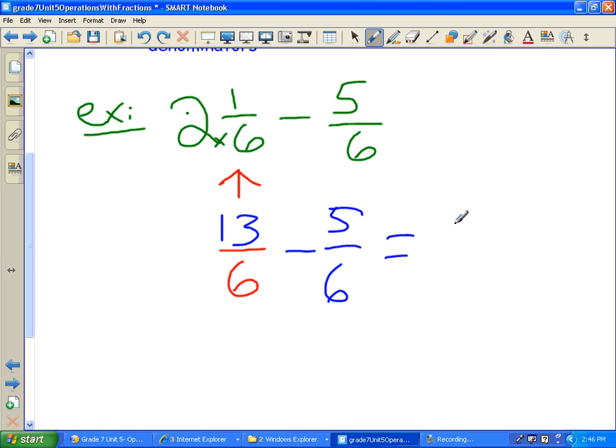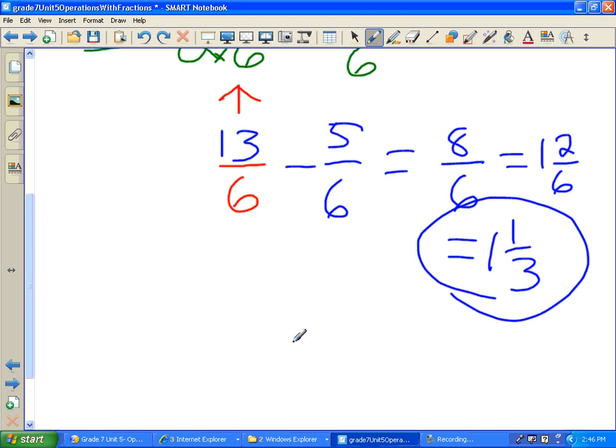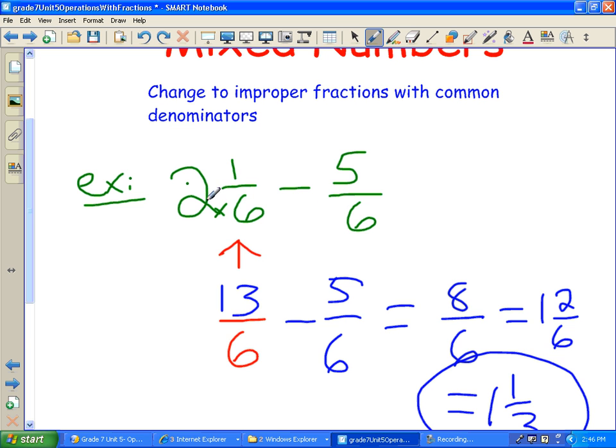13 take away 5 will give you 8 over 6, which 6 will go into 8 one time, and there's 2 left over out of 6, which we're not going to leave as 2 over 6 because that reduces to 1/3 if we divide the top and the bottom by 2. So there's our answer to that one. We're lucky in this case the bottoms are the same.